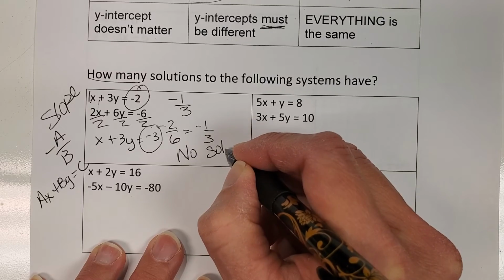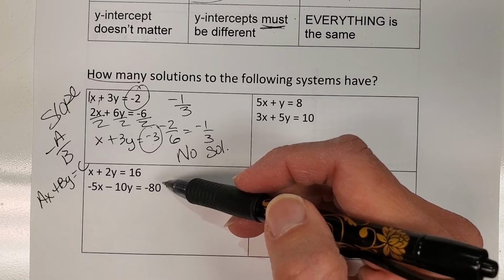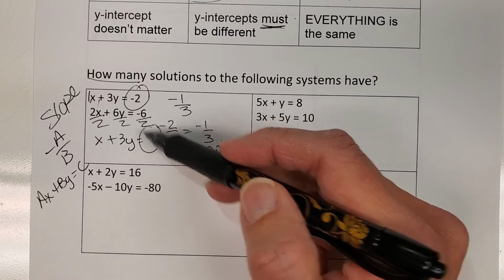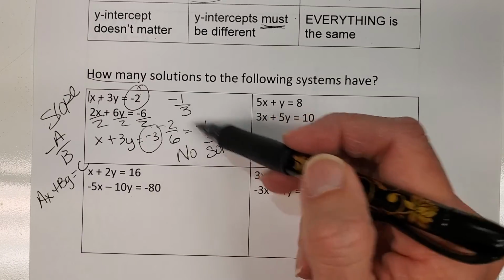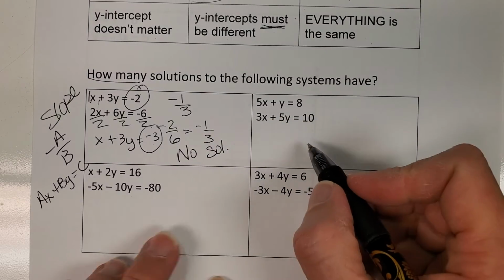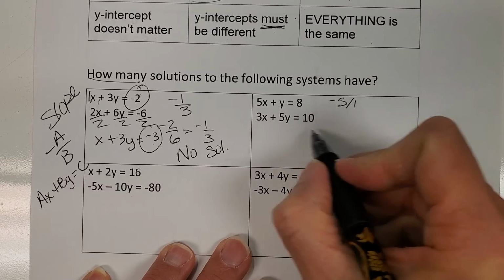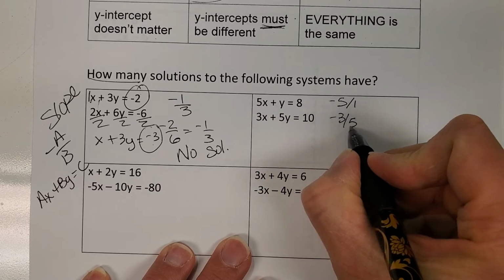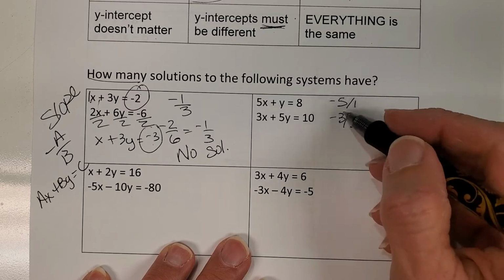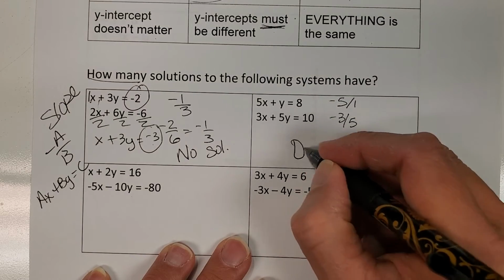If the slopes are the same, that means they're parallel. If the y-intercepts are different, that's what tells you they're parallel. This could tell you either the same line or parallel. All right, let's try another one. So negative a over b is negative 5 over 1, negative 3 over 5. Those are no way going to be the same. You can't reduce any of that to be the same, so we just know there's one solution.